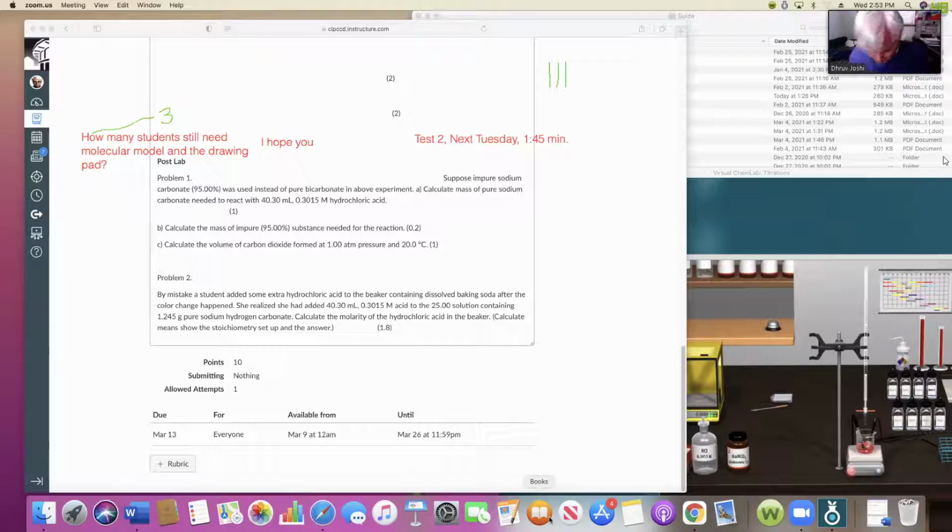Hey, Professor, I'm sorry, I just caught on. I need the molecular model and drawing pad as well. Good, that's good. So I have 4 now. I do also. 5. So do I. 6.